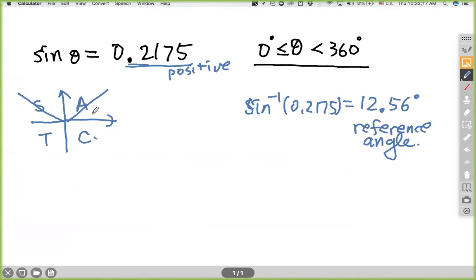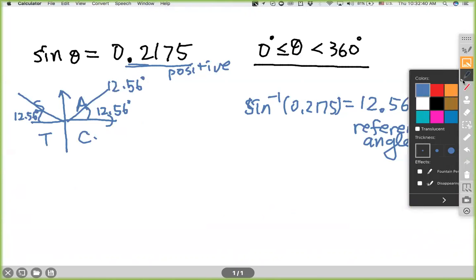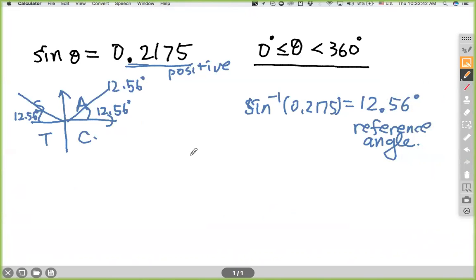So the reference angle is the angle between the given angle and the x-axis. So this angle here is 12.56, and this here is 12.56. From this angle, we can get the two angles, the first quadrant and second quadrant. The first quadrant angle is just the same as this. So that's 12.56.